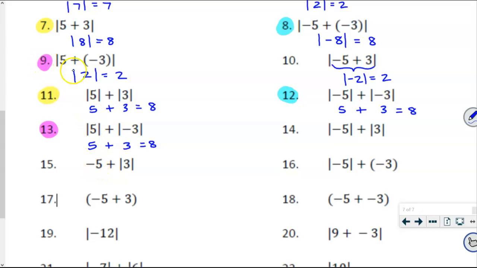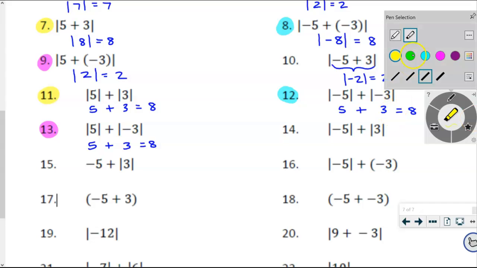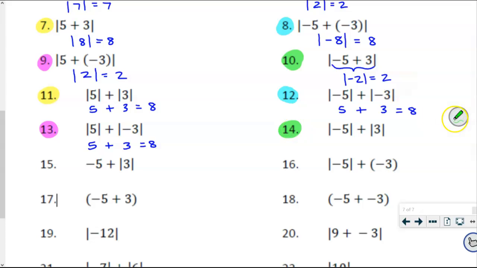Let's see. Number 9 was 2. Number 13 was 8. So did it make a difference? Yeah, it did. How we handle those absolute values all depends on the order of operations. What else is going on with it? And again, we're going to make one last comparison here between number 10 and 14. See how similar those problems are.